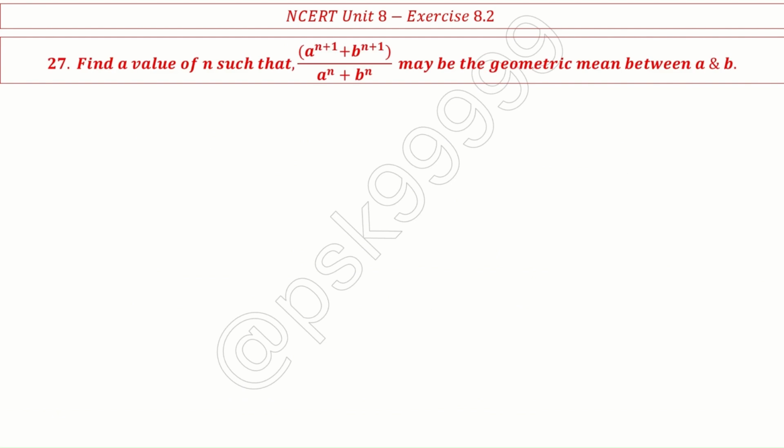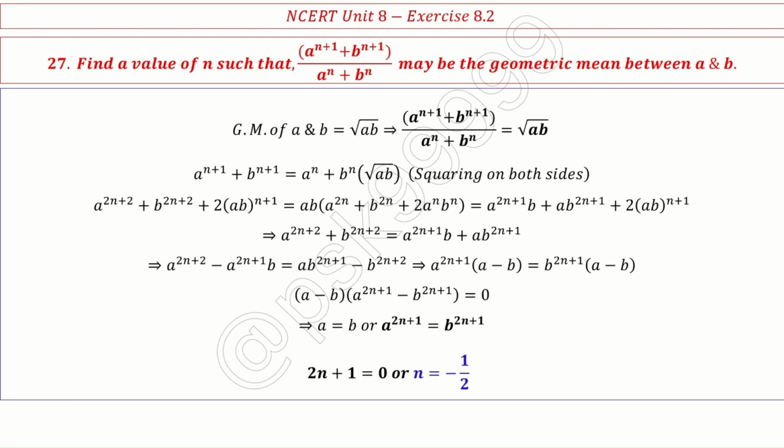Find a value of n such that (a to the power of n plus 1 plus b to the power of n plus 1) divided by (a to the power of n plus b to the power of n) may be the geometric mean between a and b. What is the geometric mean between a and b, which is nothing but square root of ab, correct? So this is equal to square root of ab. Now you find n. So that's the problem.